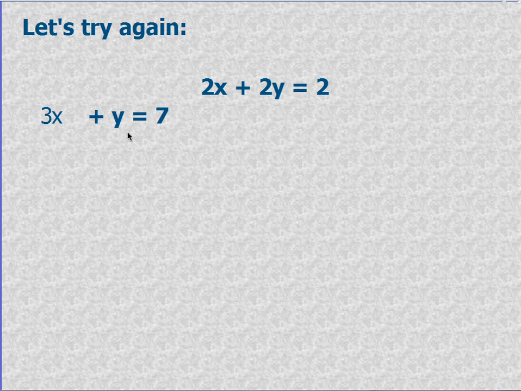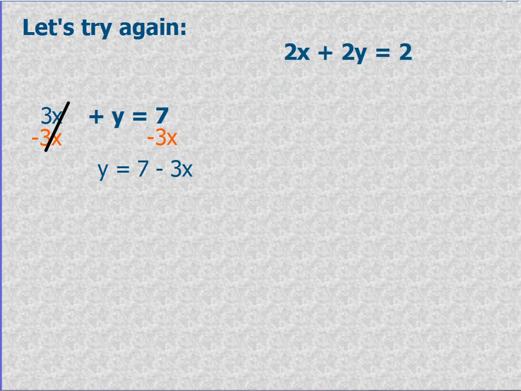So if I take 3x plus y equals 7 and I subtract 3x from both sides, on one side it's going to cancel, and on the other side those terms can't combine since they're not like terms. I get y equals 7 minus 3x.